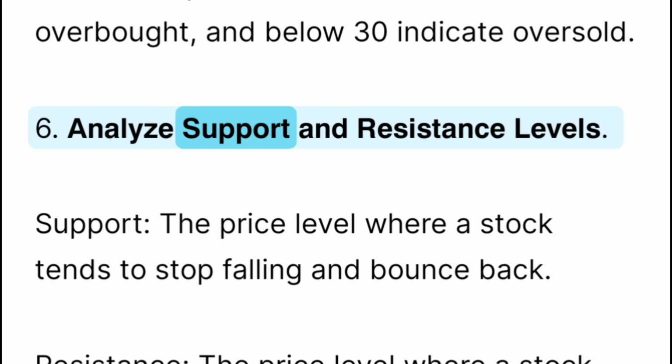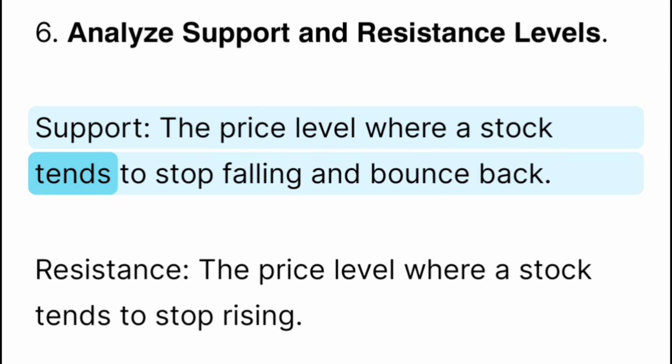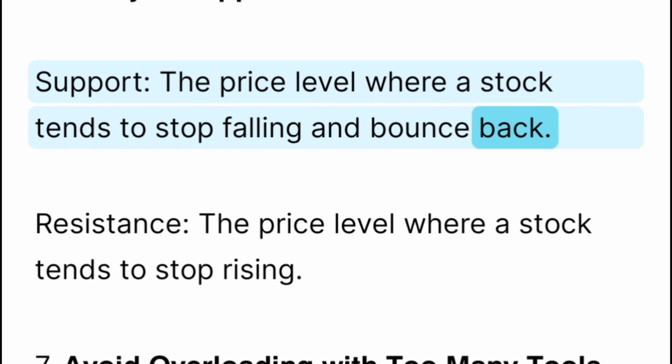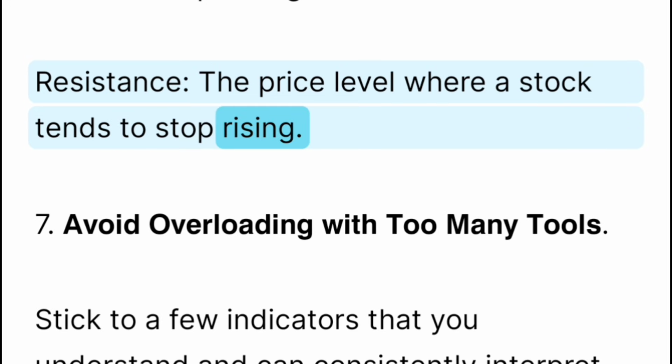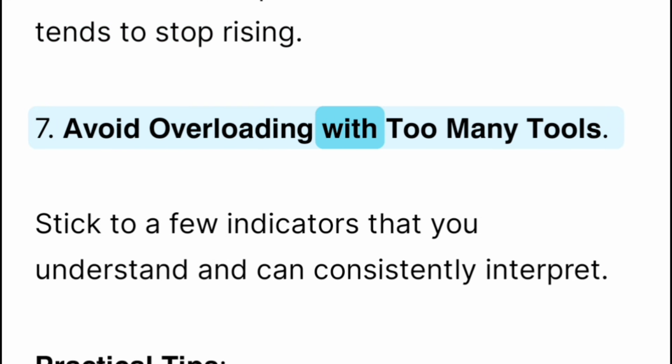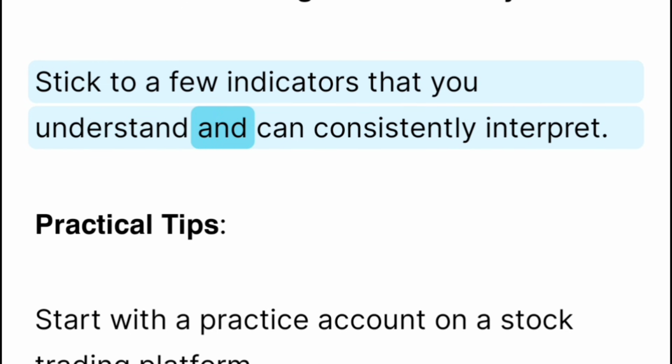6. Analyze support and resistance levels. Support: the price level where a stock tends to stop falling and bounce back. Resistance: the price level where a stock tends to stop rising. 7. Avoid overloading with too many tools. Stick to a few indicators that you understand and can consistently interpret.